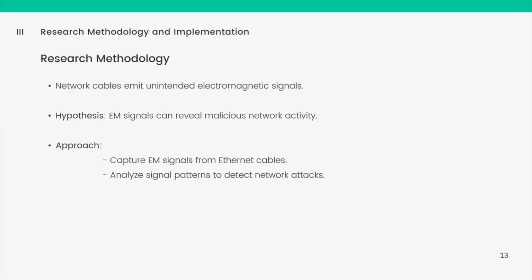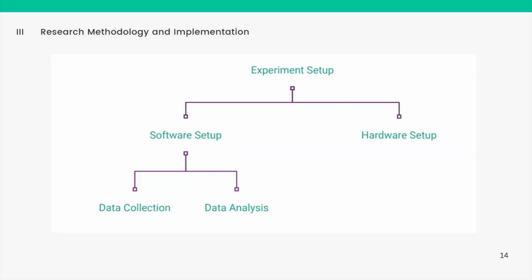So now let's go to the research methodology. So we know network cables emit unintended radiation when traffic passes through it. And we have the hypothesis that this EM radiation reflects the malicious network traffic. So the approach is we need to capture the signals first, and then we have to analyze it to detect network attacks. So when it comes to our experimental setup, it's of two parts, software setup and the hardware setup. And in the software setup, we had a setup for data collection and another part for data analysis.